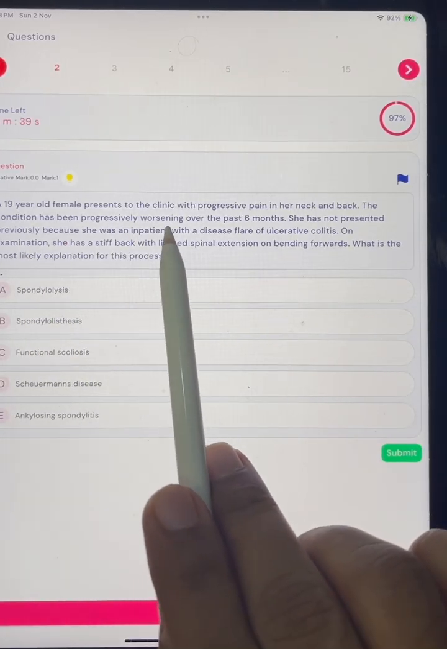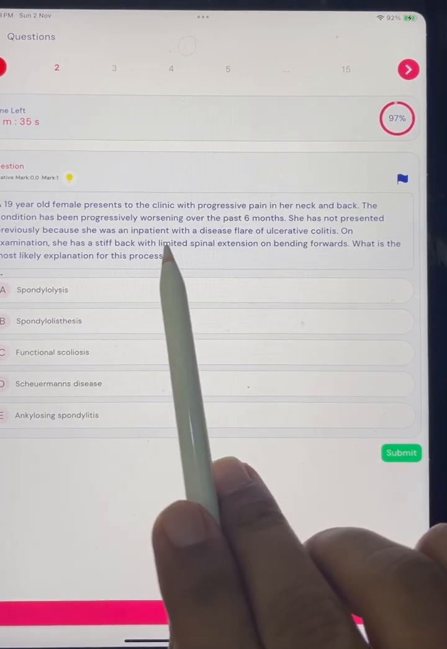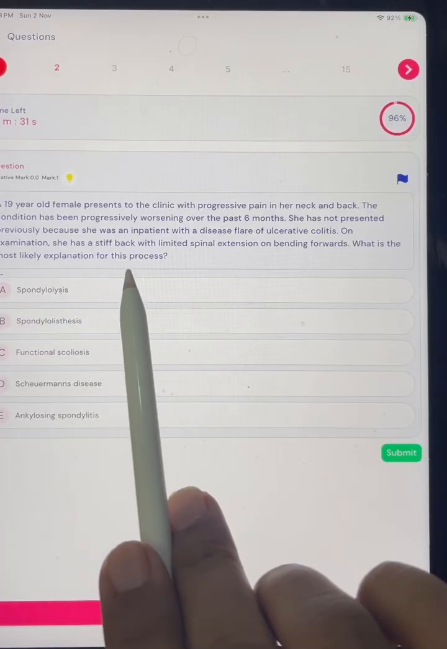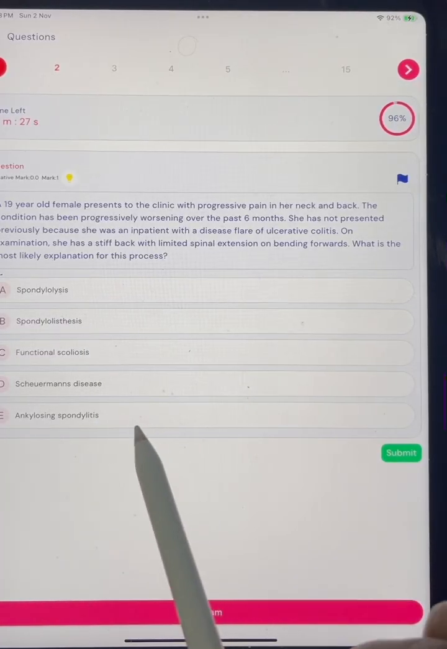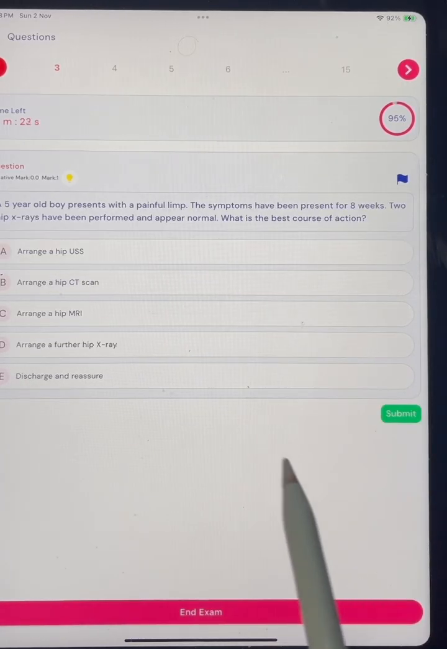A 19-year-old female presents to the clinic with progressive neck and back pain, and the condition has been worsening over the past 6 months. She has not presented previously because she was an inpatient with a disease flare of ulcerative colitis. So ulcerative colitis is associated with ankylosing spondylitis.